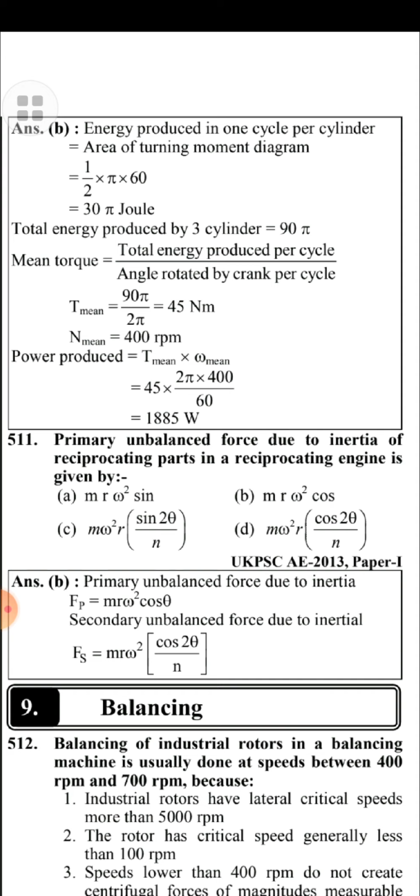Primary unbalanced force due to inertia of reciprocating parts in a reciprocating engine is given by m r ω² cos θ. Primary unbalanced force due to inertia Fp = m r ω² cos θ, and secondary unbalanced force due to inertia is Fs = m r ω² cos 2θ / n.